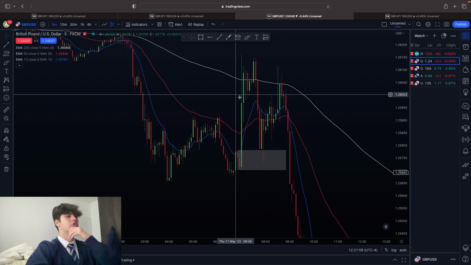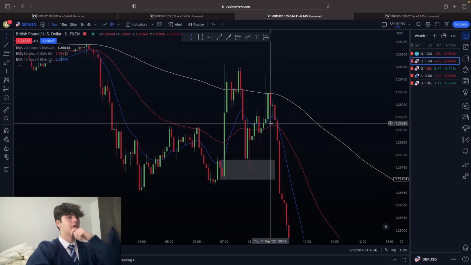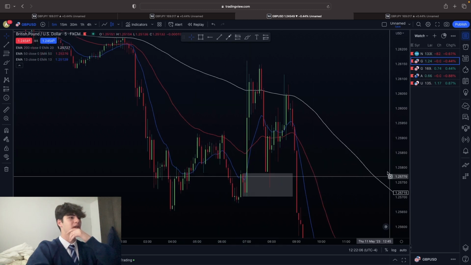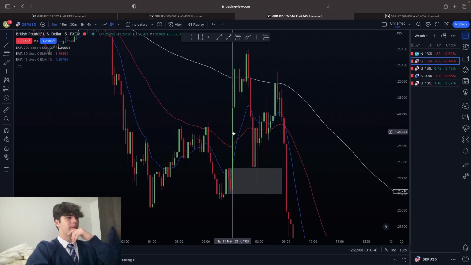Okay, going on to Thursday now. We did take a demand. This was kind of counter trend, because we are coming down from a downtrend. But I did like the setup. We had a big gap here.